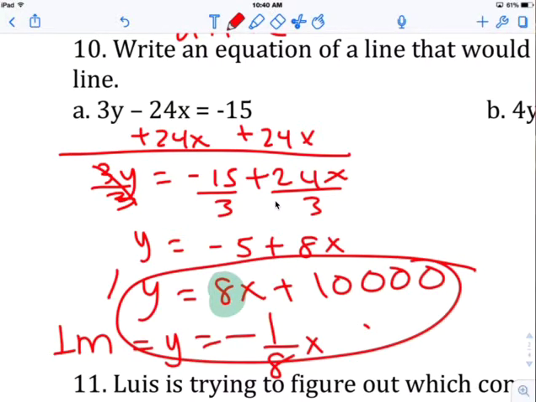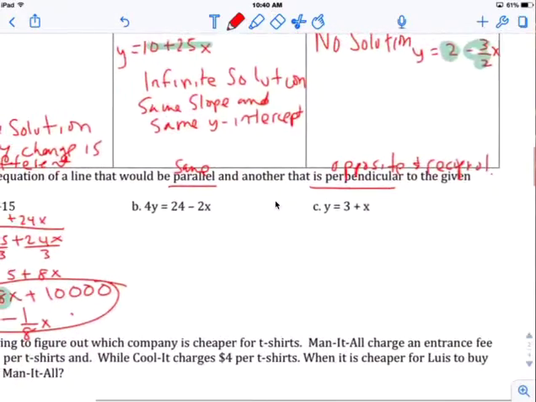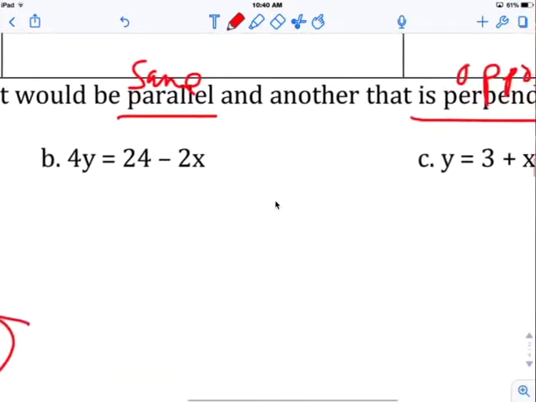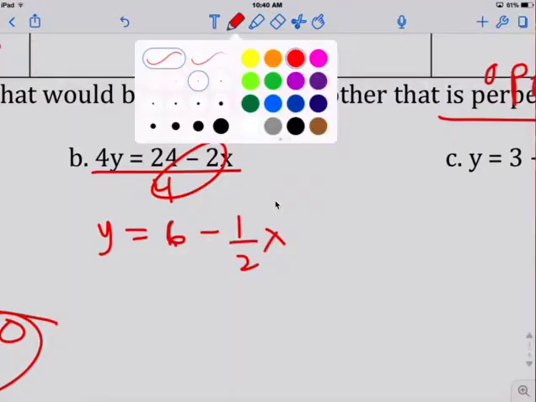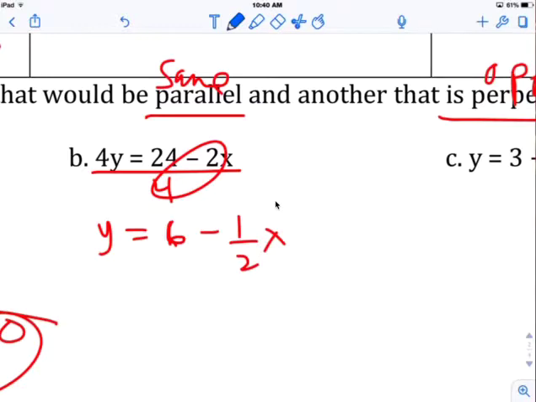This is parallel, this is perpendicular. Okay, divide all of it by 4. Get y equals 6 minus, reduce these, 1 over 2x. Okay, parallel lines: y equals, same slope, negative 1/2 x plus 10, different y-intercept.